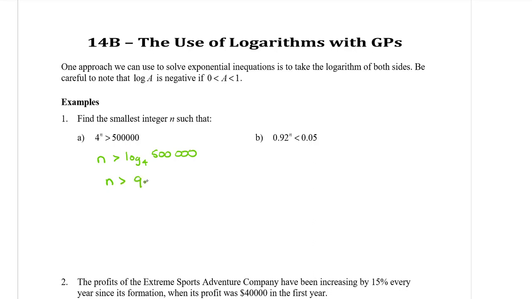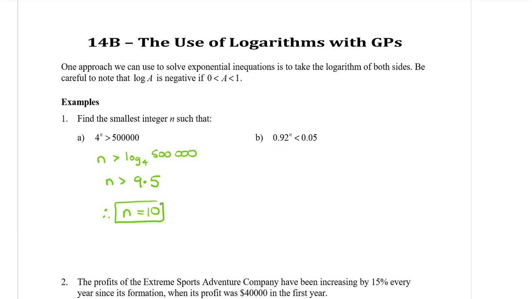Was that 9.5? Yep. Okay, so n, if this is a series, you can't have a 9.5 term. It has to be a whole number. So you're going to go to the next term and say, therefore, n will have to be equal to 10. N equals 10 would be the first one that is bigger than 500,000. Anything beyond that will obviously be bigger as well.